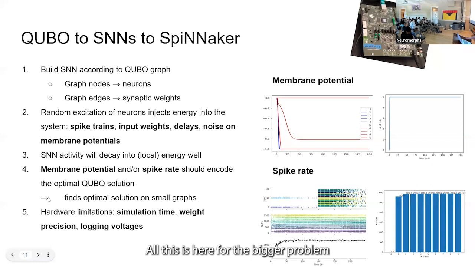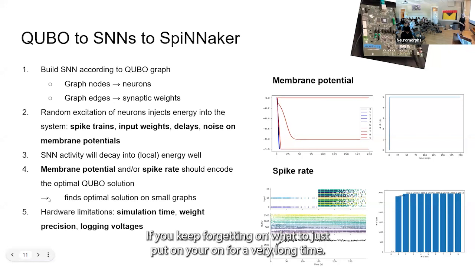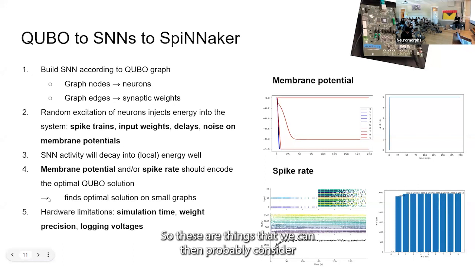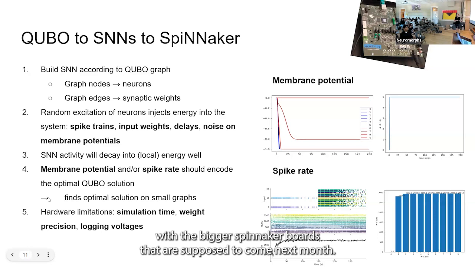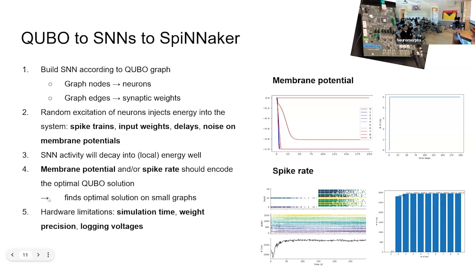Also, for logging voltages, for the bigger problem we had to read out spikes and not voltages, because it gets too much for the memory if we keep logging all the voltages for all neurons for a very long time. These are things that we can probably consider with the bigger SpiNNaker boards that are supposed to come next month.